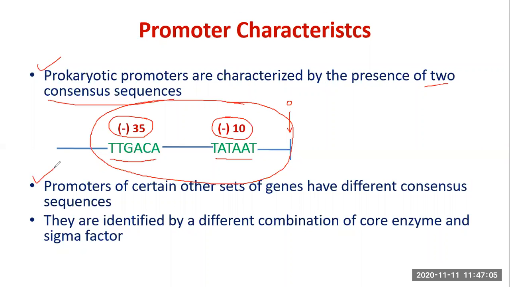But there are certain promoters which govern different sets of genes. They have different consensus sequences from those shown over here. As a result, they are identified by a different combination of core enzyme and sigma factor. We'll come to this in the next slide. So for identifying these promoters, you will require a different combination of core enzyme, RNA polymerase, and the sigma factor.